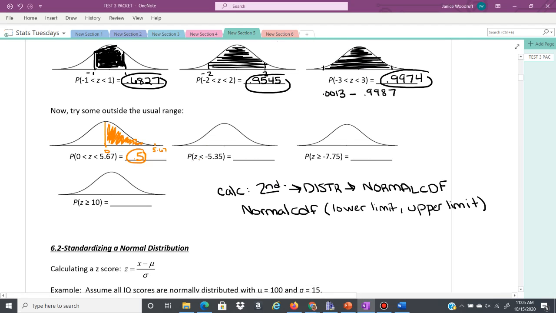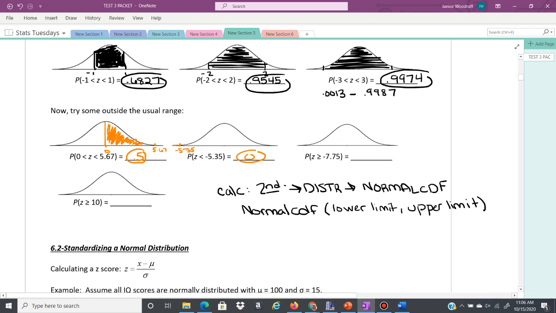Okay, here this is P, the Z value is less than -5.35. So that's like way over here and then to the left. So what would we assume that value should be, or that probability? It's going to be 0. It doesn't really cover much of the curve at all. So that should be 0.